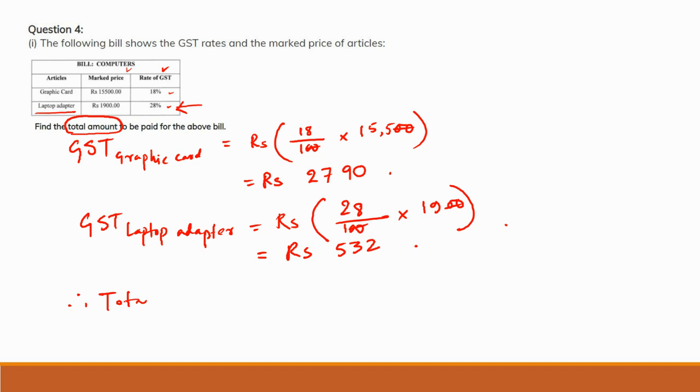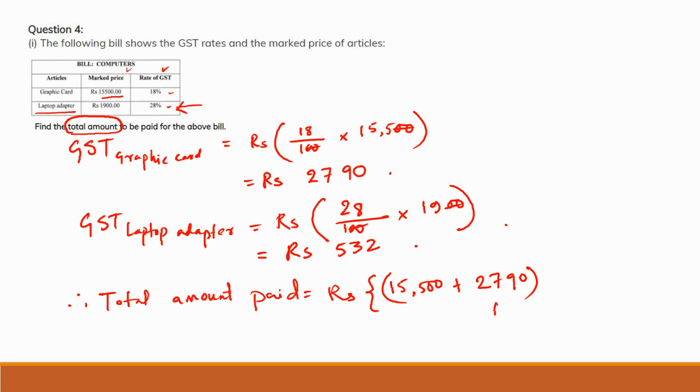Therefore total amount paid equals rupees. First, you have the marked price for the graphic card, 15,500 plus 2790, and we have added the GST also, and the laptop adapter is 1900. The GST is 532. So when you add this up, you will get 20,722. Hope this is clear to you guys.